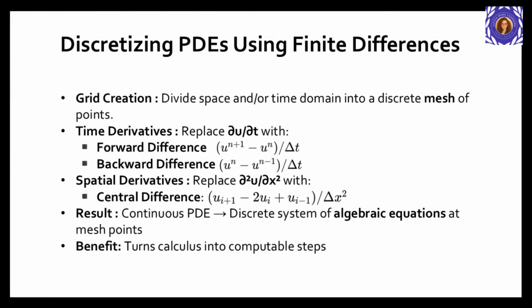Now a quick unified view on how we discretize PDEs using finite differences. We divide the space and/or time domain into a grid, what we call a mesh, and approximate derivatives using difference formulas. First order time derivatives are replaced by forward or backward differences. Second order spatial derivatives are replaced by central differences. So instead of solving a continuous differential equation, we are solving algebraic equations at each point of the mesh.